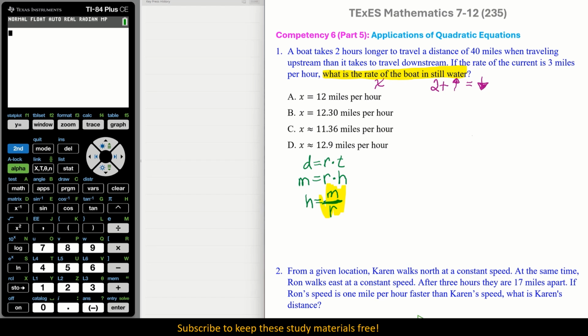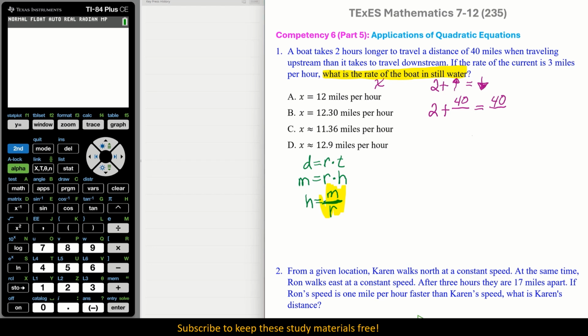Okay, so let's do this. We're going to say 2 plus a ratio of 40. I don't want to talk about the rate yet. And then that's going to equal whatever that downstream of 40 miles is. Remember, it's going to be miles over the rate. Okay, so what is the rate?